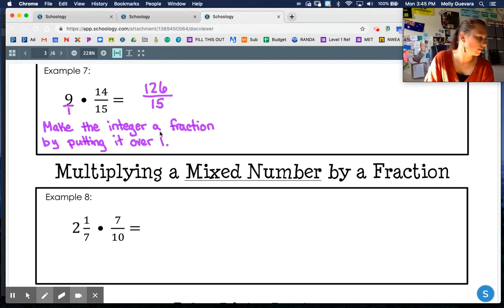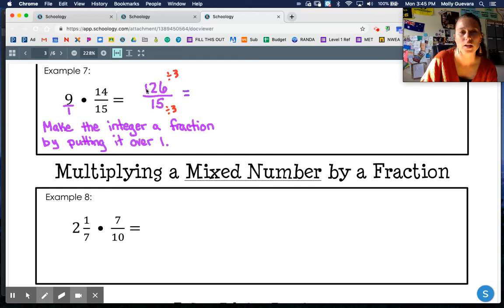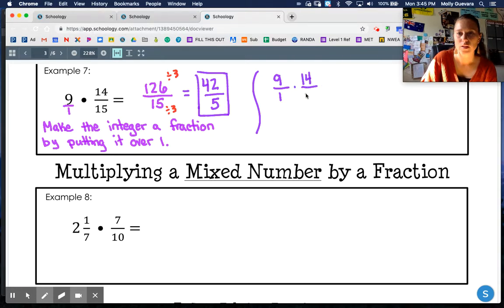And then we ask ourselves what number goes into both of those. I've already done some work, so I know that 3 goes into both of these. Again, that's some calculator work that you can do, just to figure out what number goes in. So 126 divided by 3 is 42, and 15 divided by 3 is 5. Boom.